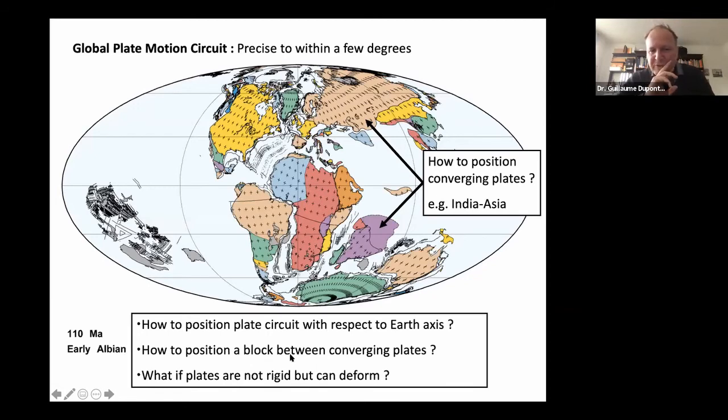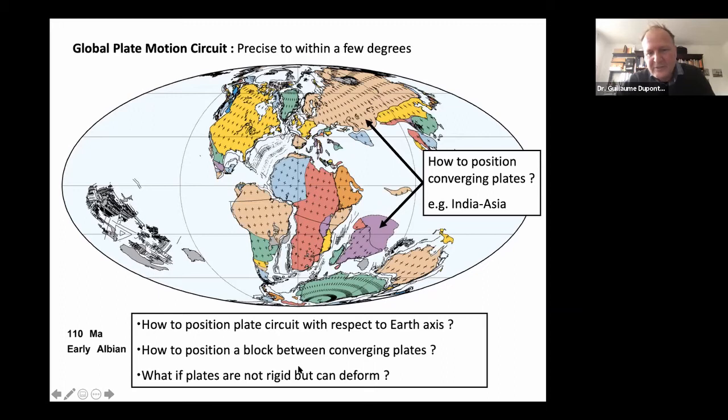How to position a block between converging plates. You see this block, for example, here between India and Asia. There are no marine magnetic anomalies, and still we have a position for that. In this case, you cannot use different continents, because there are no connecting continents with marine magnetic anomalies. And so here again, we will use paleomagnetism to do that.